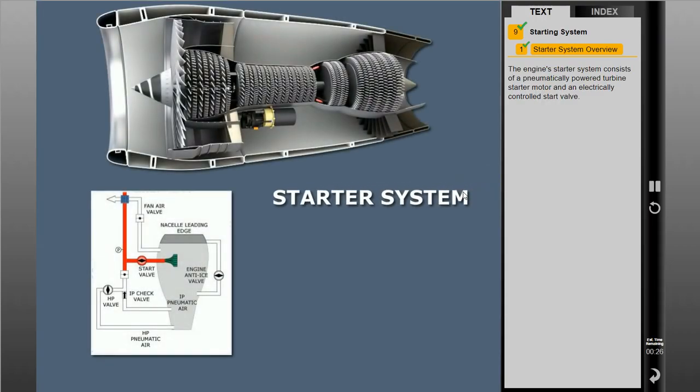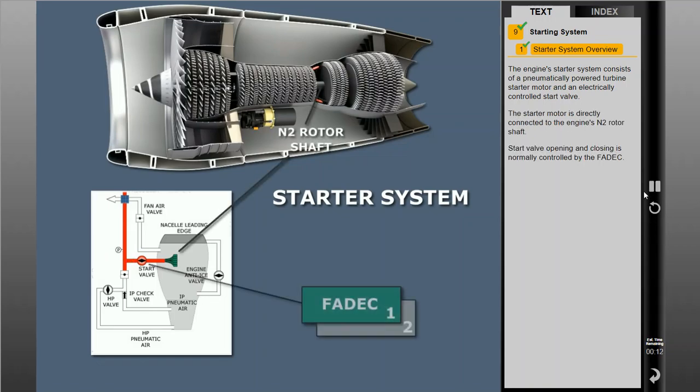The engine starter system consists of a pneumatically powered turbine starter motor and an electrically controlled start valve. The starter motor is directly connected to the engine's N2 rotor shaft. Start valve opening and closing is normally controlled by the FADEC. The starter is normally used for all ground starts, but it can be used for in-flight starts as well.